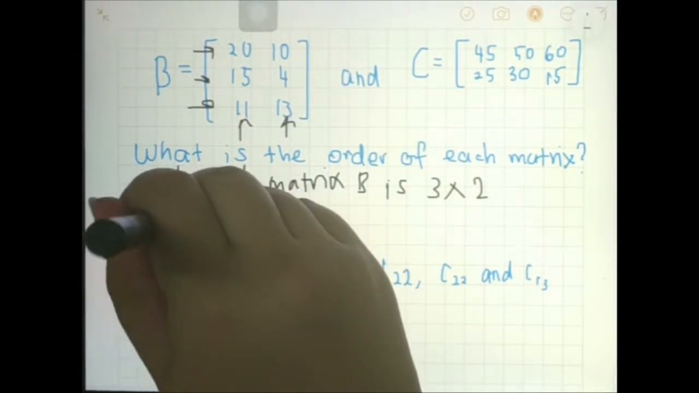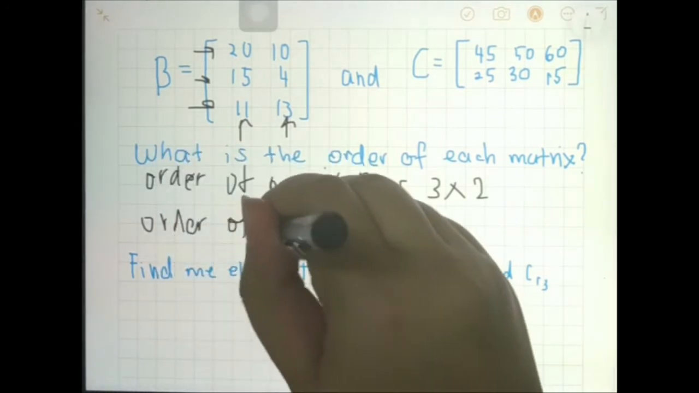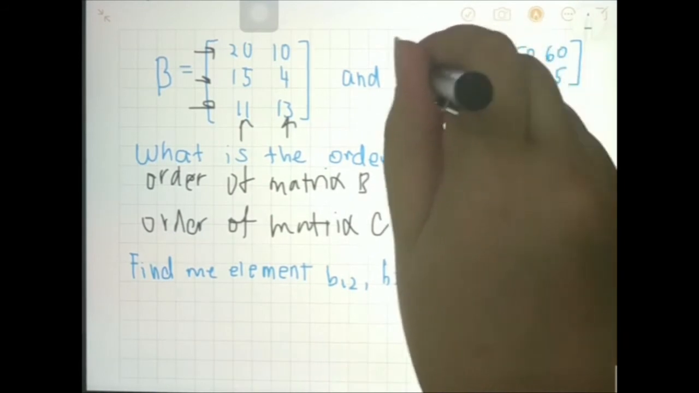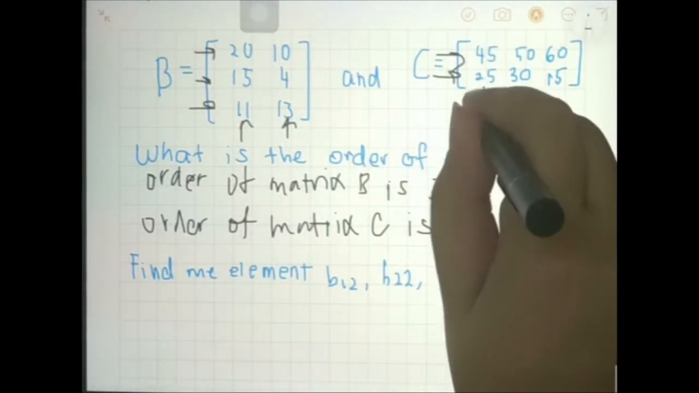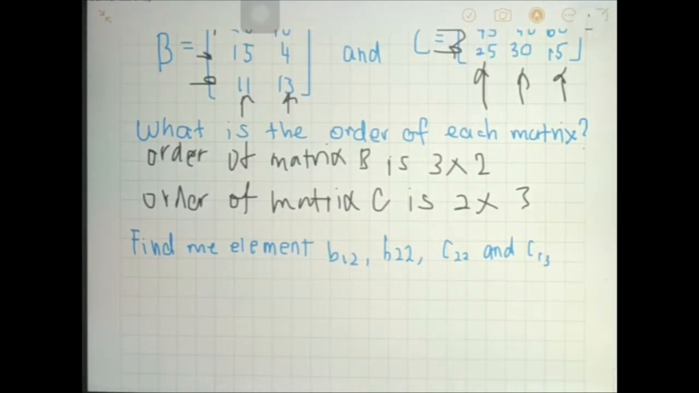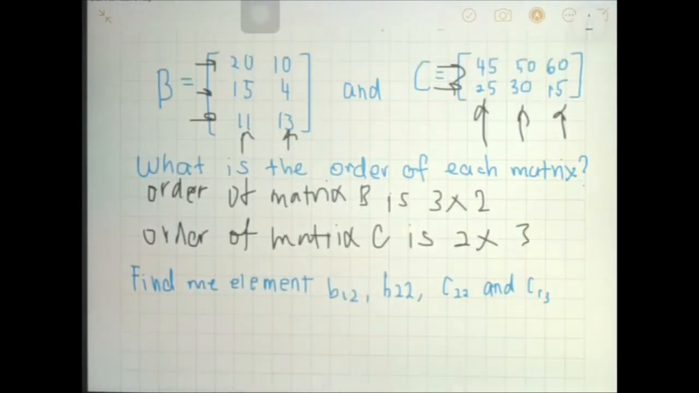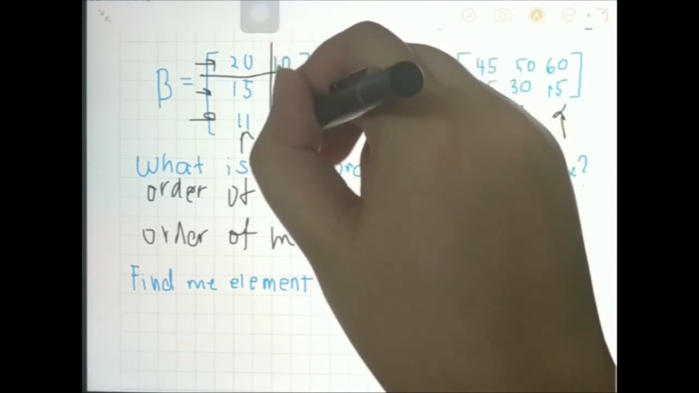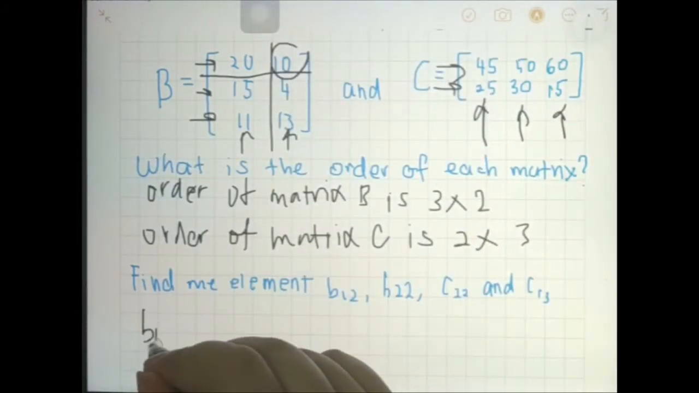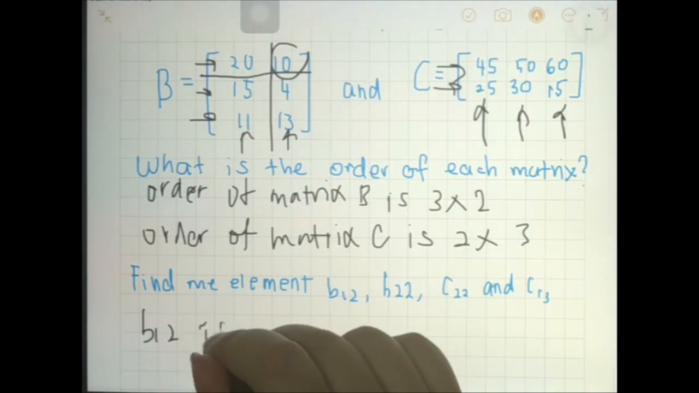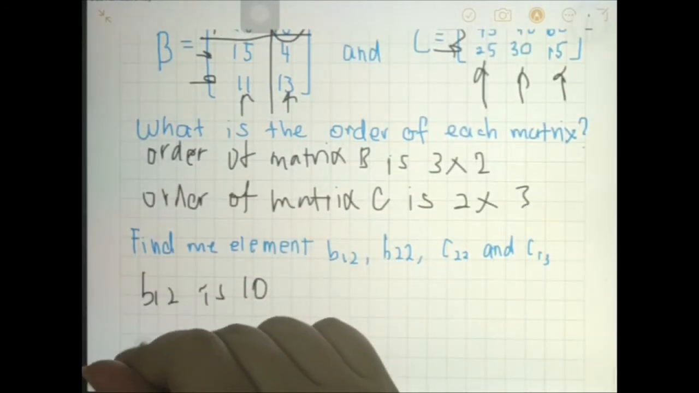So what about matrix C? The order of matrix C is how many rows? 1, 2. 2 rows. How many columns? 1, 2, 3. 3 columns. Okay, find me elements b 1 2, b 2 2, c 2 2, and c 1 3. So b 1 2, row 1 and column 2. So it's 10. The element at b 1 2 is 10.